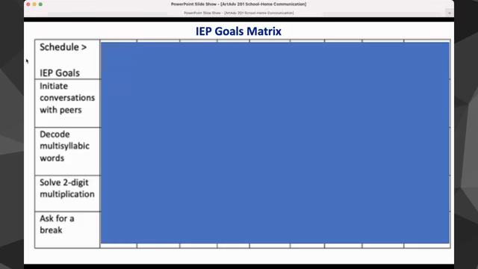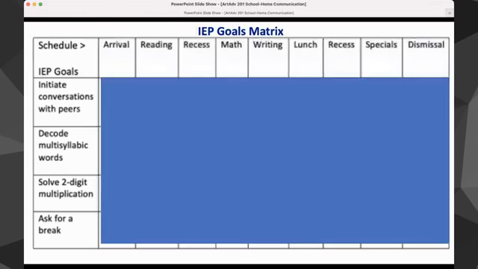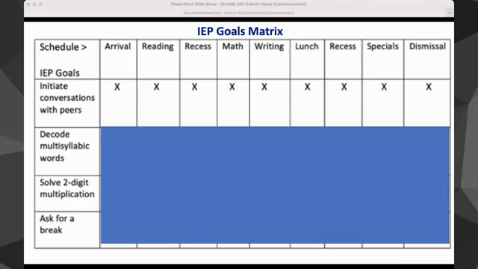And then at the top, you write down, and this was for an elementary student, the typical sequence, the typical schedule in the general ed class. So they have arrival, then they go into reading, they have recess, math, writing, lunch, another recess, specials, and dismissal. And then what we're going to look at is how can we see which goals can be worked on throughout the day. So initiating conversations with peers, well, I mean, that can happen, right, throughout the whole day.